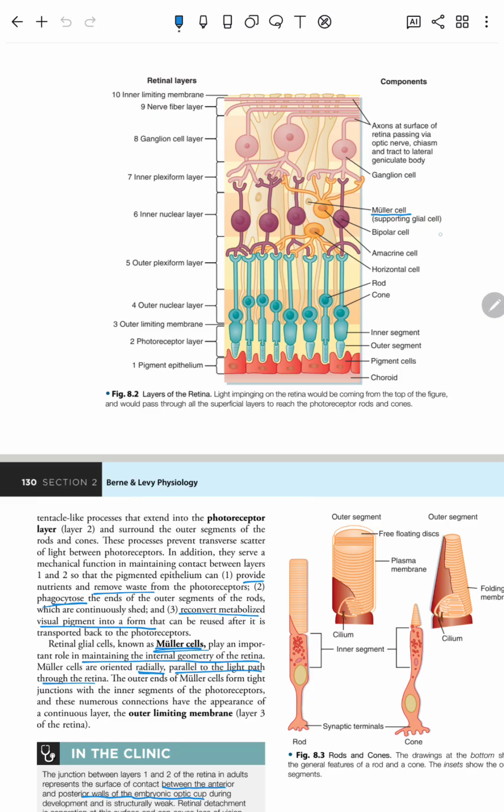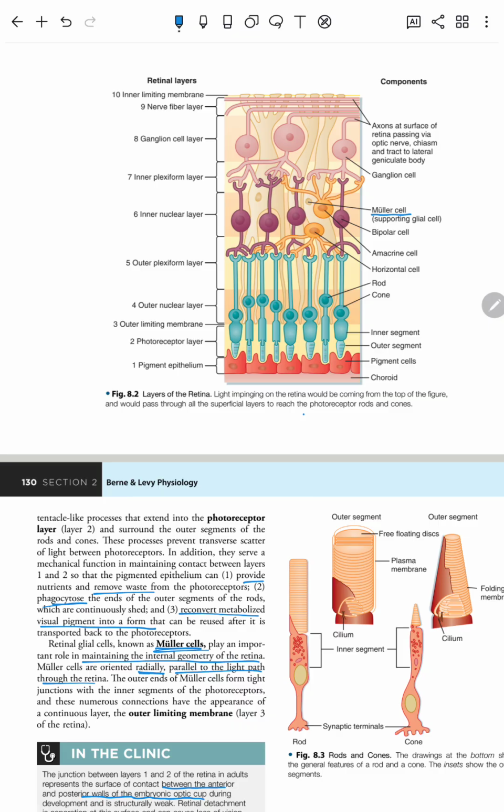Muller cells are supporting glial cells. You can see over here, these are the Muller cells. These supporting glial cells, the retinal glial cells, play a role in maintaining the geometry. They are oriented radially, parallel to the light path. The outer ends of the Muller cells form tight junctions with the inner segments of the photoreceptor cell. This is the photoreceptor cell, with an inner segment and an outer segment.